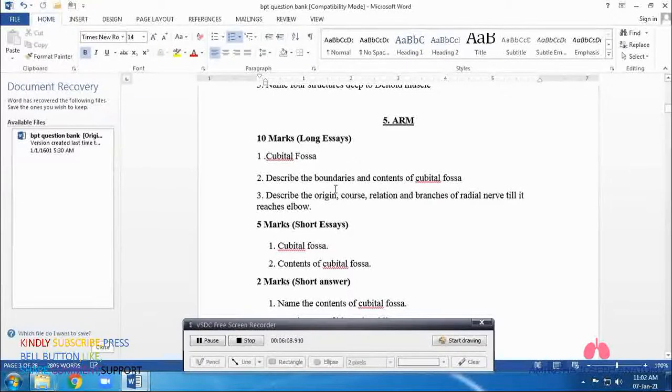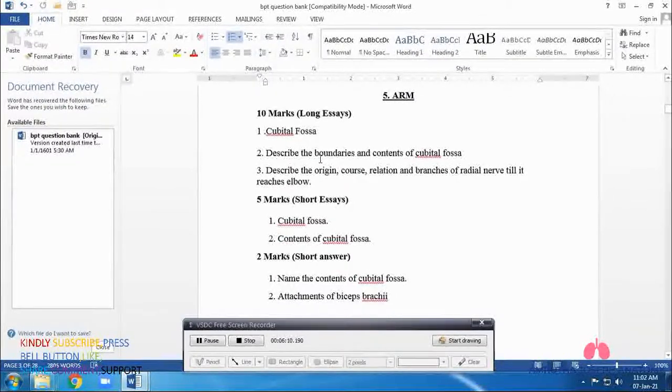Again the same question. And again, describe the origin, course, relations and branches of radial nerve till it reaches the elbow. Here you have to mention the formation of the radial nerve up to the elbow. Radial nerve continues below the elbow, but you have to mention up to the elbow. This question can be asked in different ways, like you can get a question on ulnar nerve. They may ask you to describe the origin, course, relation and branches of ulnar nerve, maybe up to the wrist. That can be asked, because up to the elbow ulnar nerve does not have many branches.